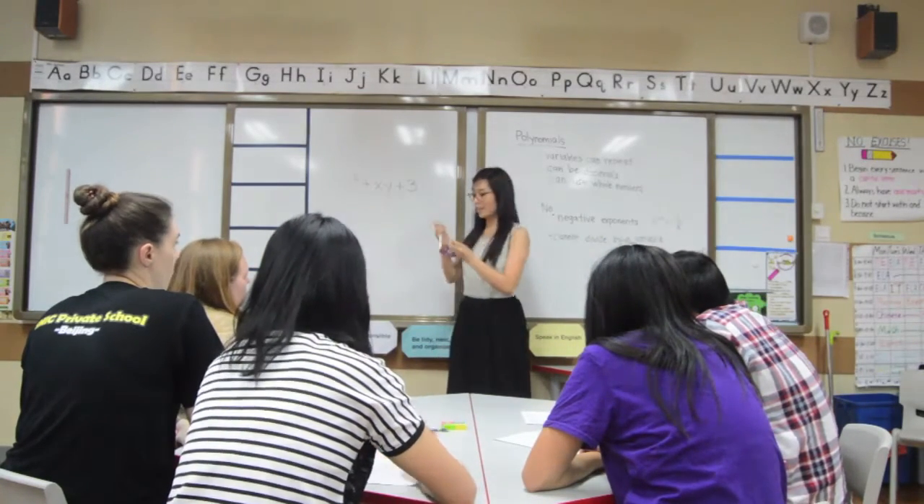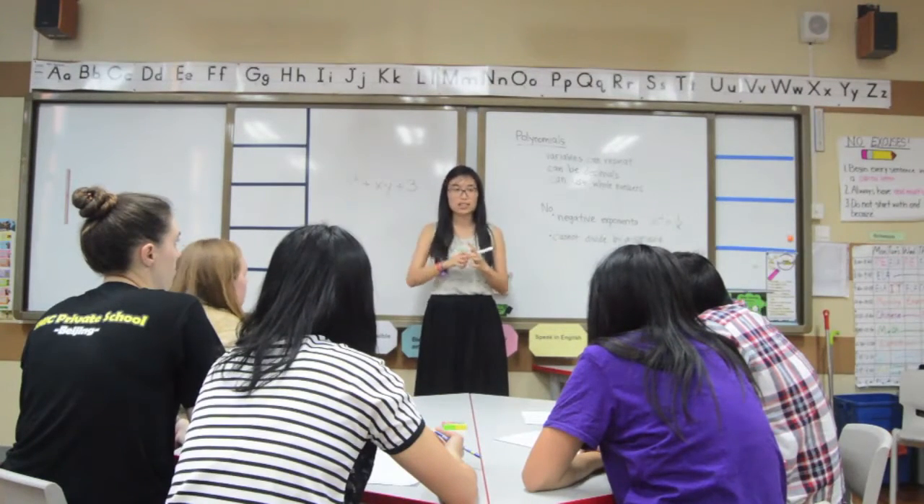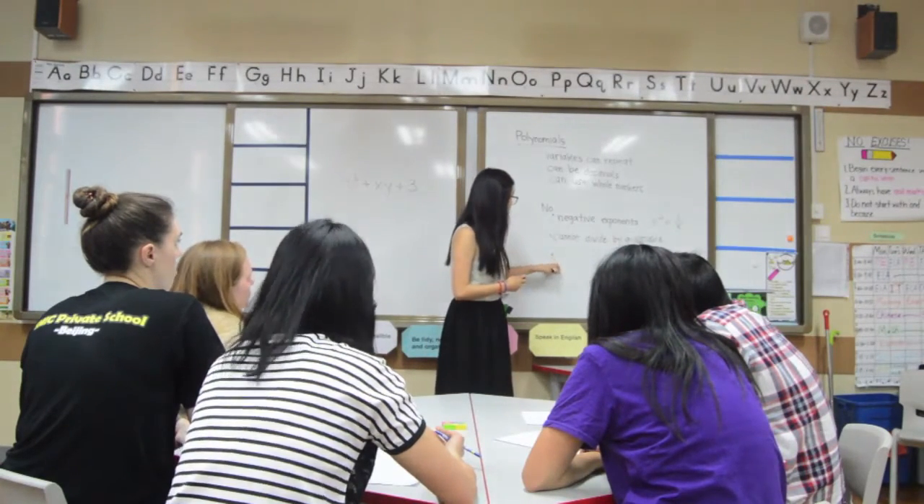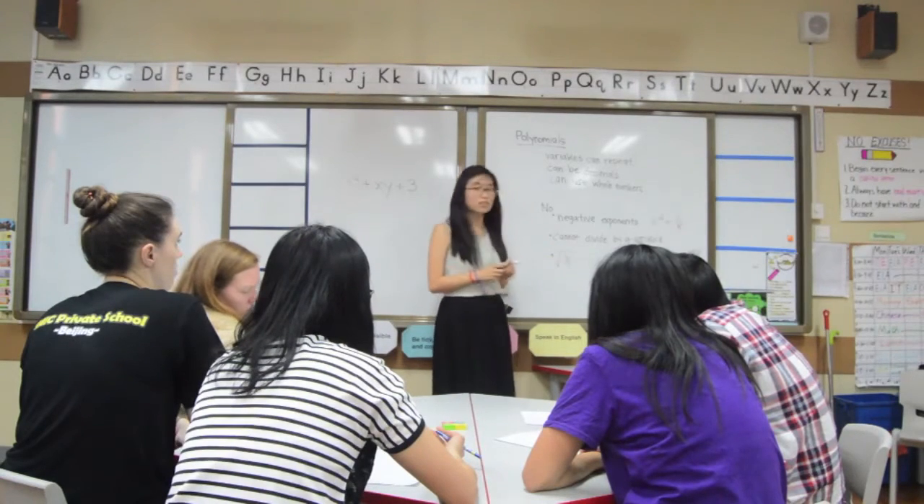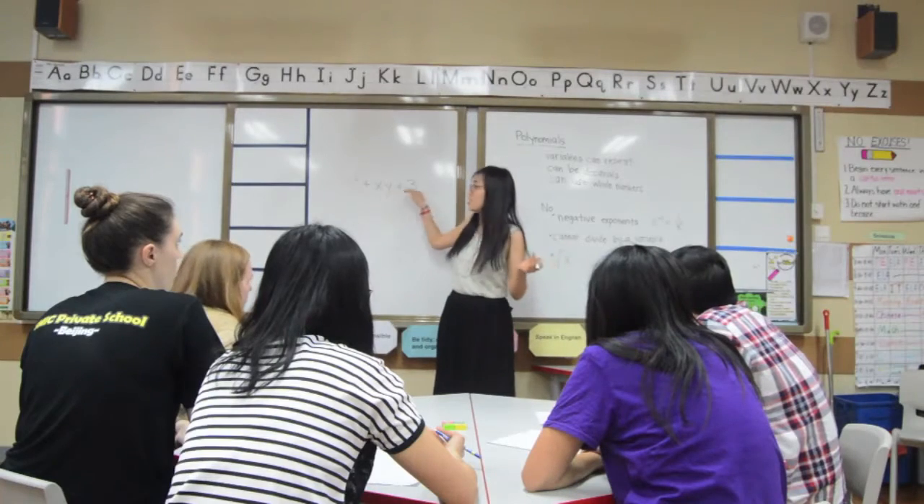Okay? So it's also the same thing with the square root of an x. You cannot have a square root of a variable. But you can have a square root of a number because that would just be a number, so it would be a constant.